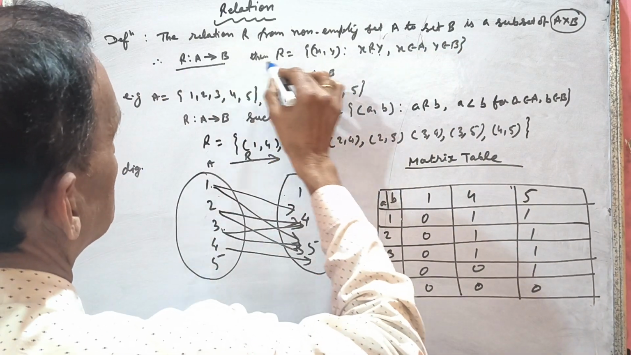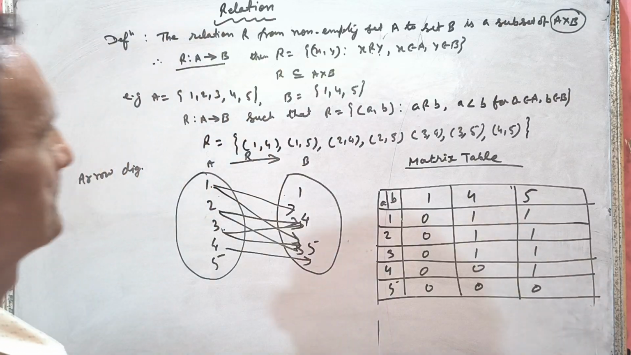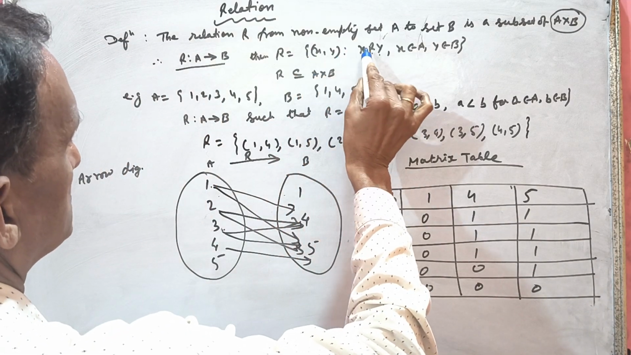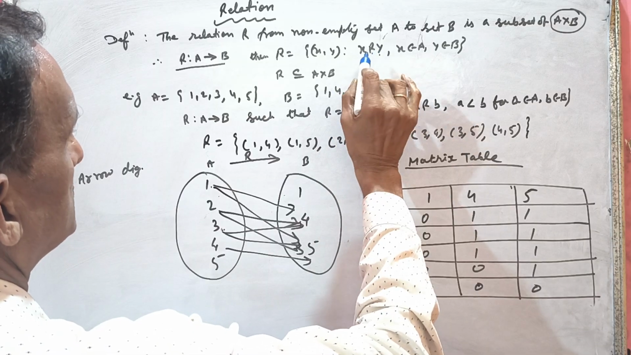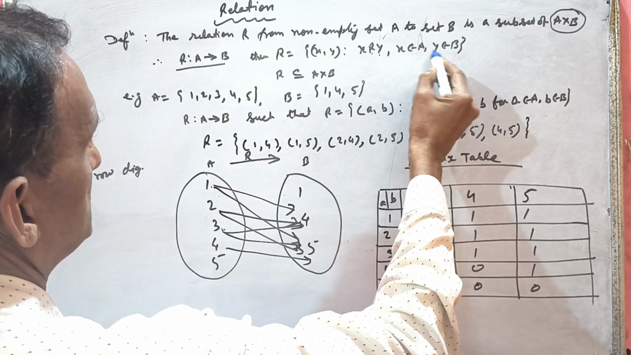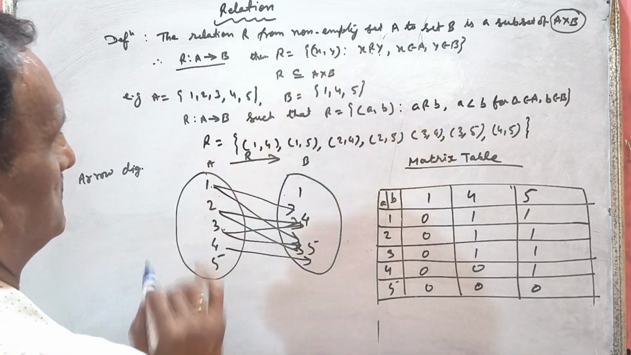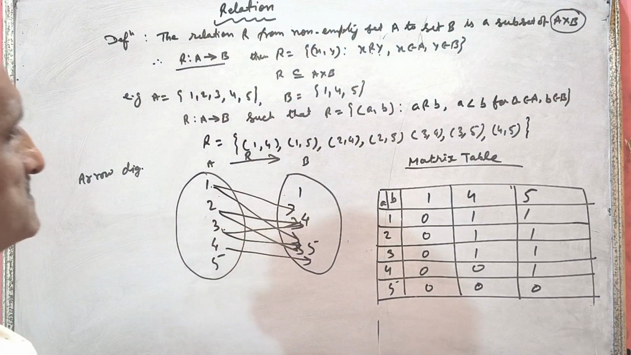This is the definition of relation in the rule method. What is relation R defined in rule method? Ordered pairs (x, y) such that x is related to y, where x is an element of the first set A and y is an element of B, and R will be a subset of A cross B. Now see one example.